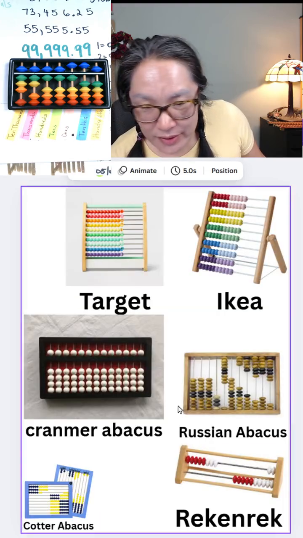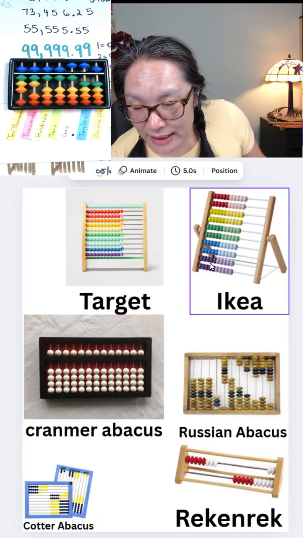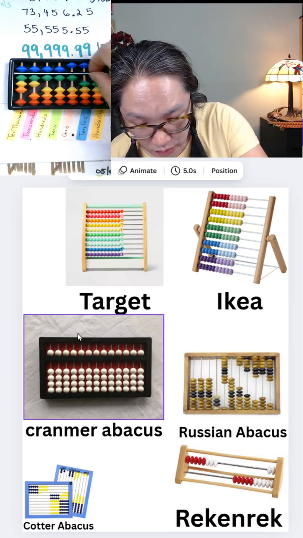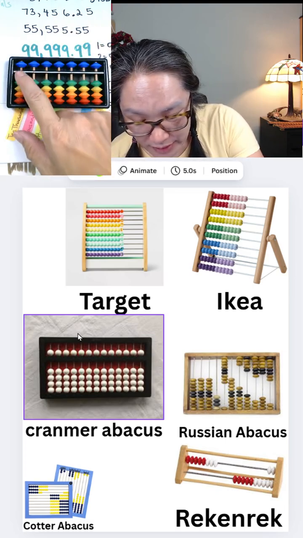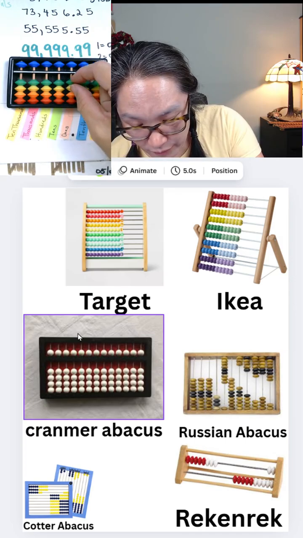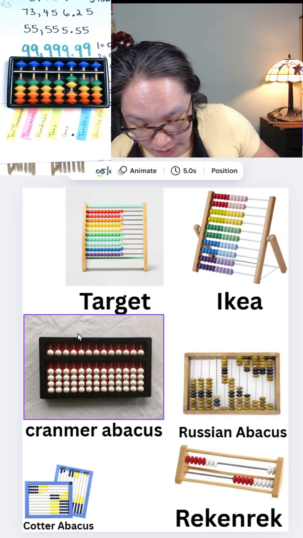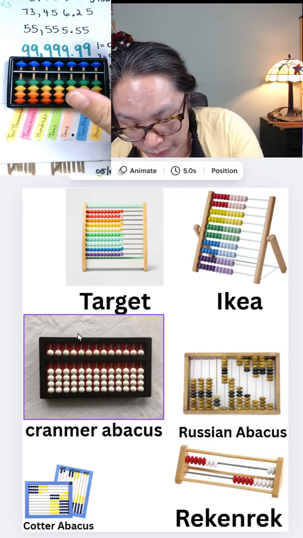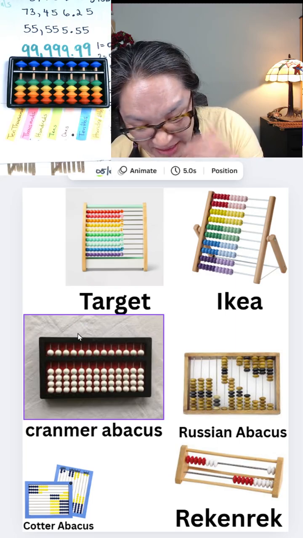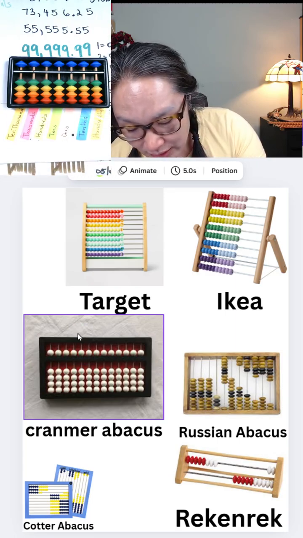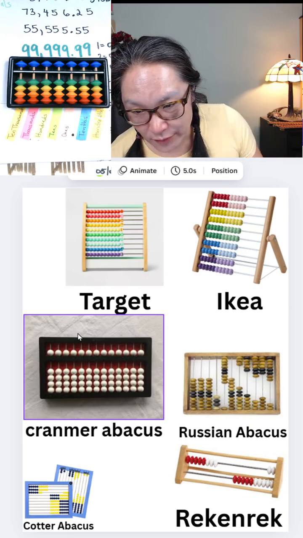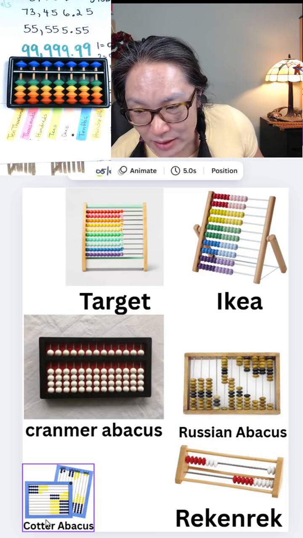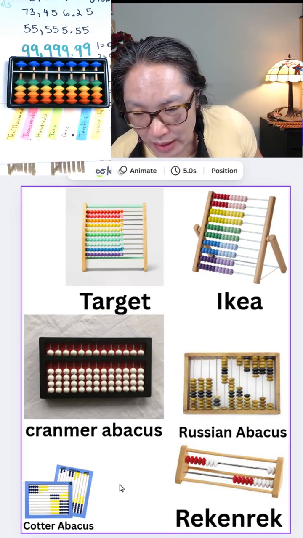Here are some other types of abacus. We have a Target, an IKEA. The Kramer abacus is very similar to the Soroban that I have. However, the only difference is their beads are very difficult to move. The reason is that it's for blind people, and they don't want free-flowing beads, just in case they accidentally knock it over. So the Kramer abacus is meant to be a little bit stiffer. There's a Russian abacus, a Reck is a Dutch abacus, and then we have the Coder abacus.